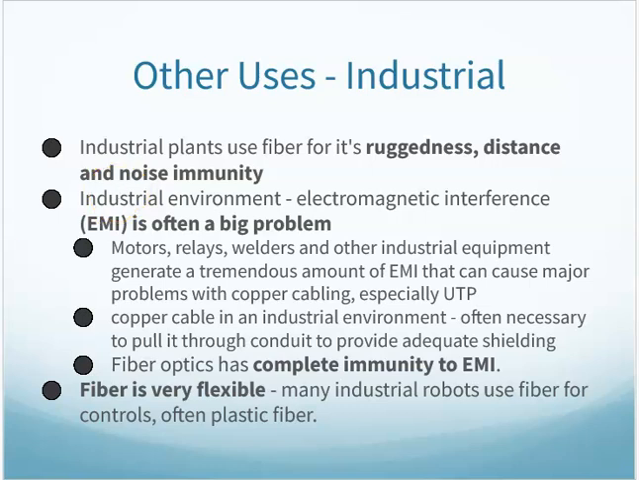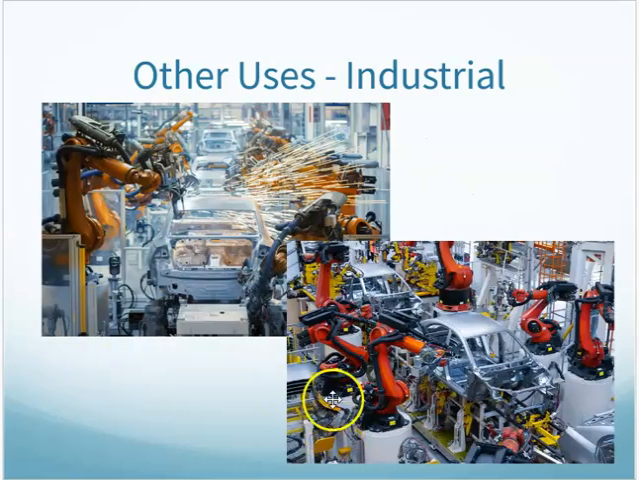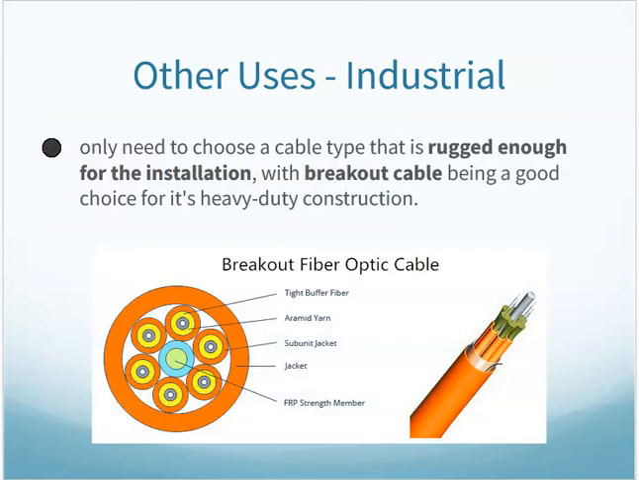Industrial, we mentioned this earlier, industrial environments have a lot of electrical noise, so fiber optic can be a good choice there for immunity to that noise. So when I'm dealing with manufacturing plants, assembly plants, so forth, if I look at all the electromagnetic interference around these devices, the fiber optic line would be immune to that, to go out to those robotic arms and so forth.